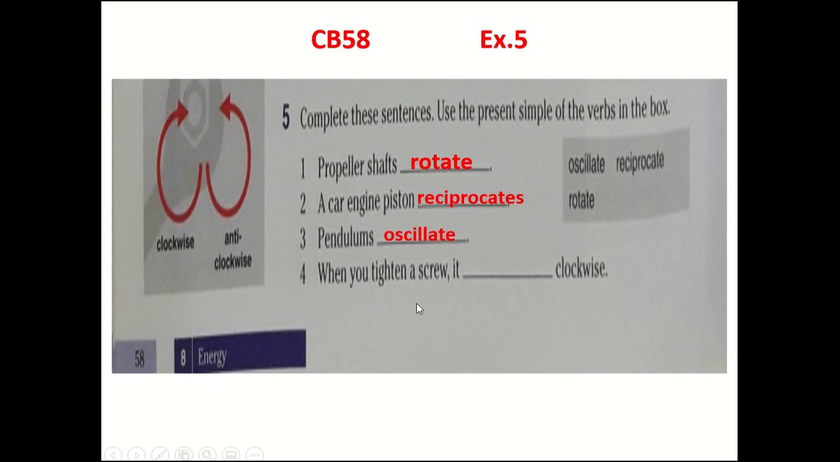And here the subject is it, which is singular. And screw, when you tighten a screw, what happens? It rotates. So is it rotate or rotates? That's correct. Rotates, because the subject, it, is singular.